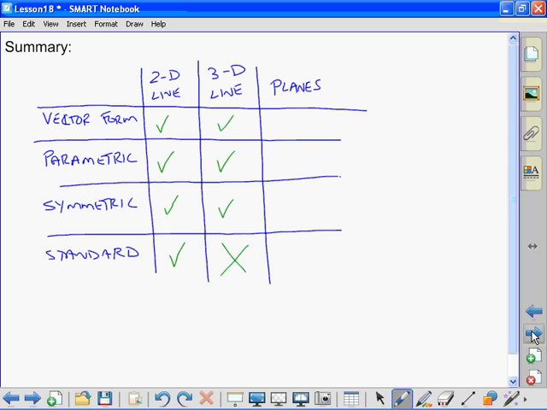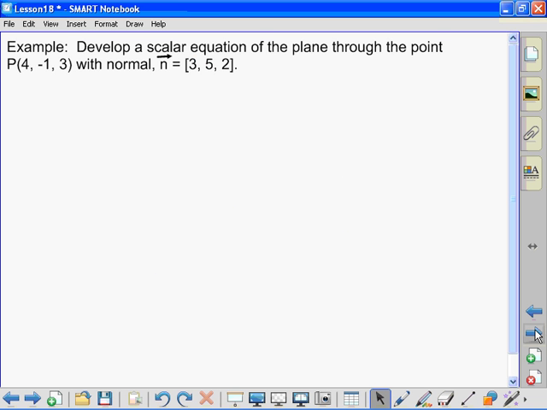We already talked about it yesterday. Vector form has a parametric, it has no symmetric form, but it does have a standard form. So it is important to know, because if you are asked to find the symmetric form of a plane or a standard form of a 3D line, you're not wasting your time going through calculations when you know the answer already, and the fact that it just doesn't exist. So an example: develop a scalar equation of the plane through that point, normal to that.